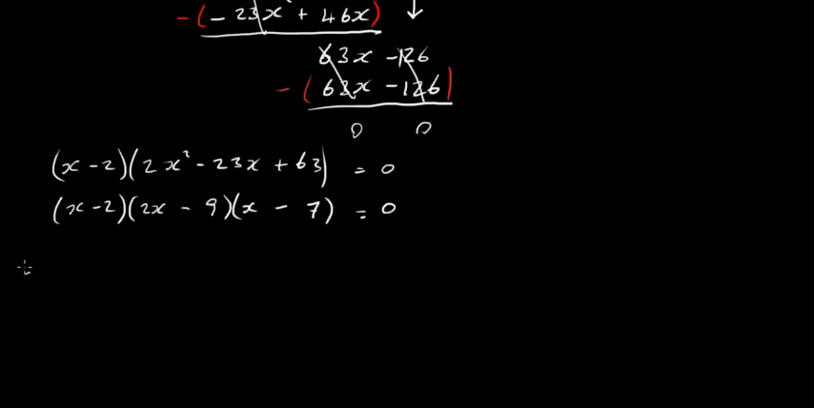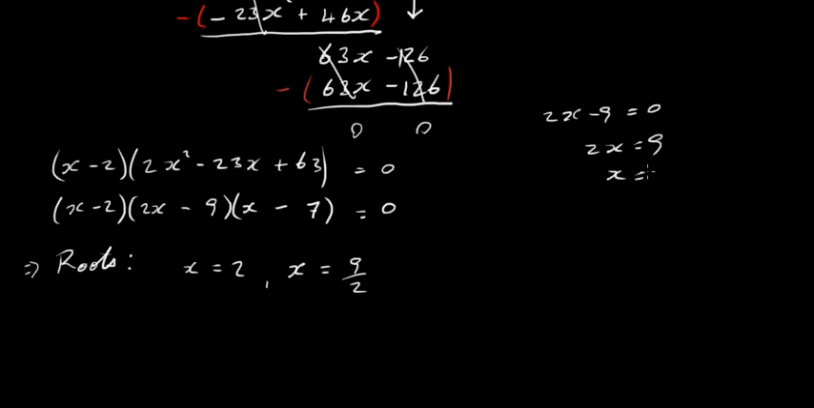So that means our roots then are x is equal to 2, because x minus 2 is equal to 0, so x is equal to 2. 2x minus 9 is equal to 0. That will give us x is equal to 9 over 2. So in other words, all I did was 2x minus 9 is equal to 0, 2x is equal to 9, x is equal to 9 over 2. So that's all I did there. Here we got x minus 7 equal to 0, so that gives us x is equal to plus 7.